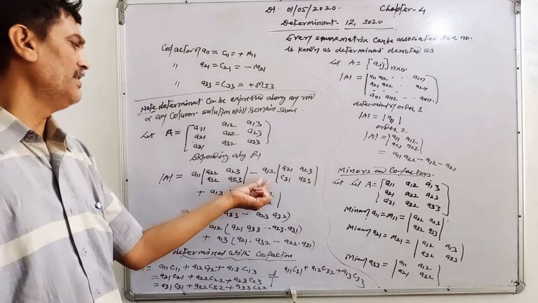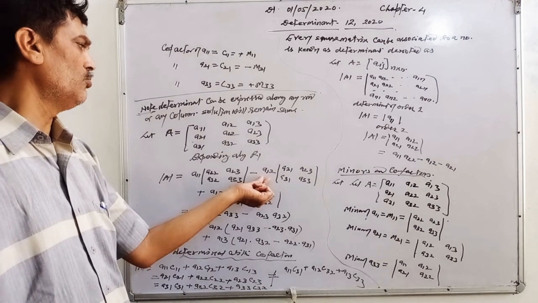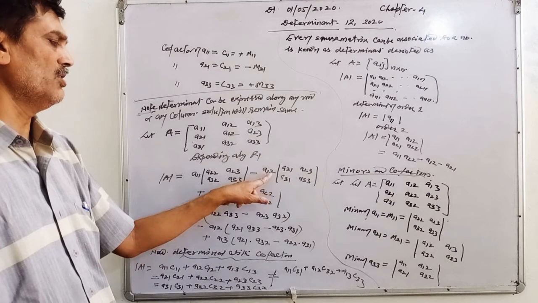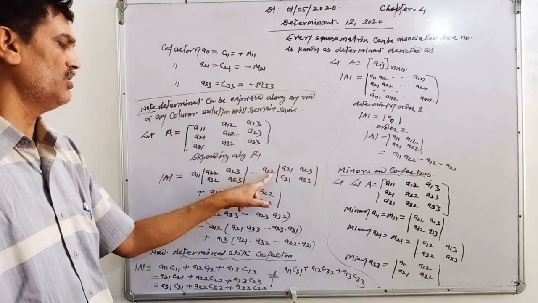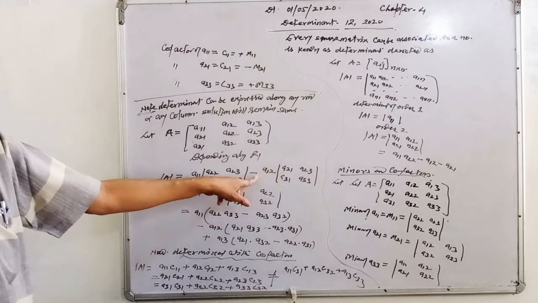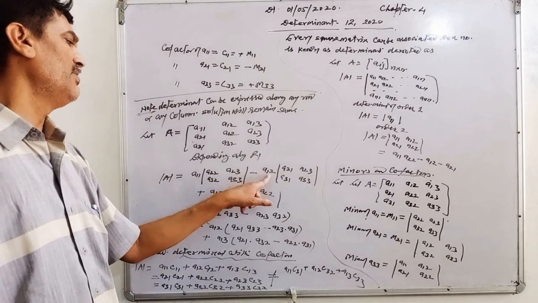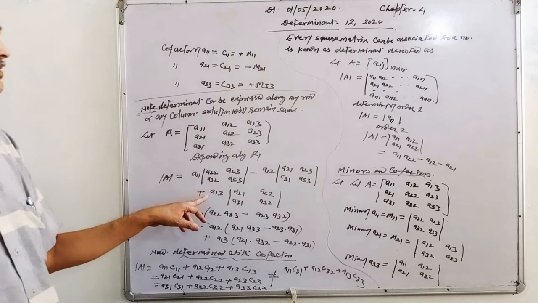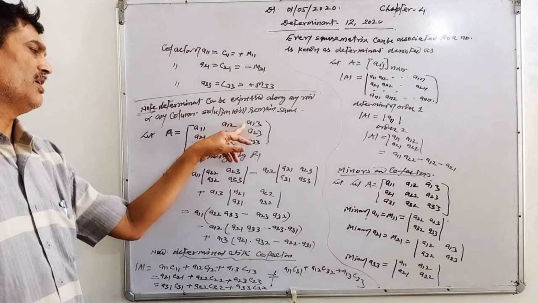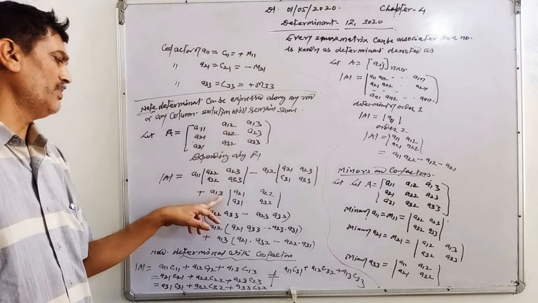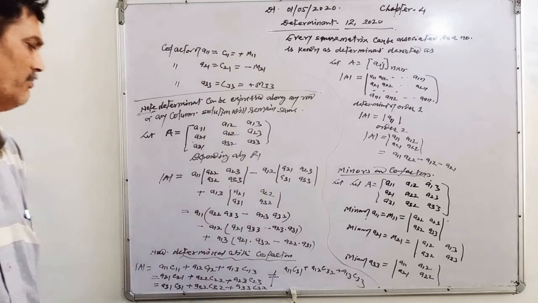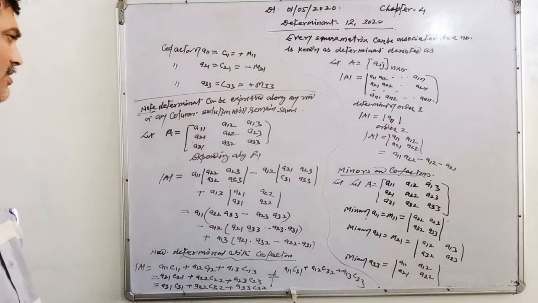Then for the second element, its sign will be negative. Why? This is the element in an odd place, because row plus column is odd: 1 plus 2, 3, is odd, so its sign will be negative. Now leaving its row and column, write the remaining elements. Plus the third element of R1, a13: 1 plus 3 is 4, positive sign, leaving its row and column. In this way you can expand along R1.